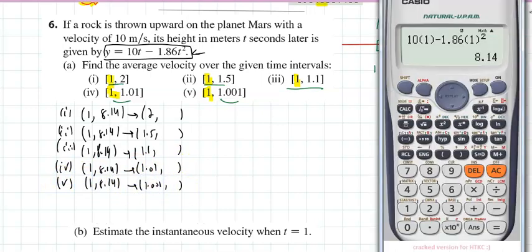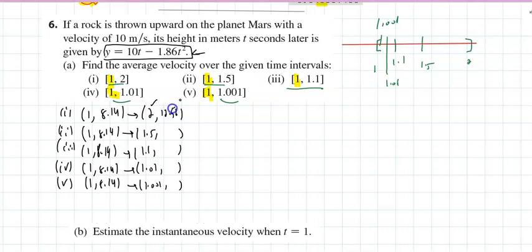So I could figure out what those are. That's not bad. Actually, I could do this. I could do 10 times answer minus 1.86 times my answer squared. And I could say, let's go with 1. There it is, 8.14. I could go with 2 and figure out what that value is and write it down. 12.56.